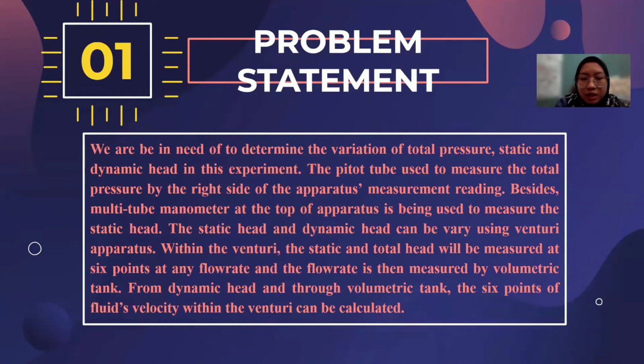Within the venturi, the static and total head will be measured at 6 points at any flow rate, and the flow rate is then measured by the volumetric tank. From the dynamic head and the volumetric tank, the fluid velocity at the 6 points within the venturi can be calculated.